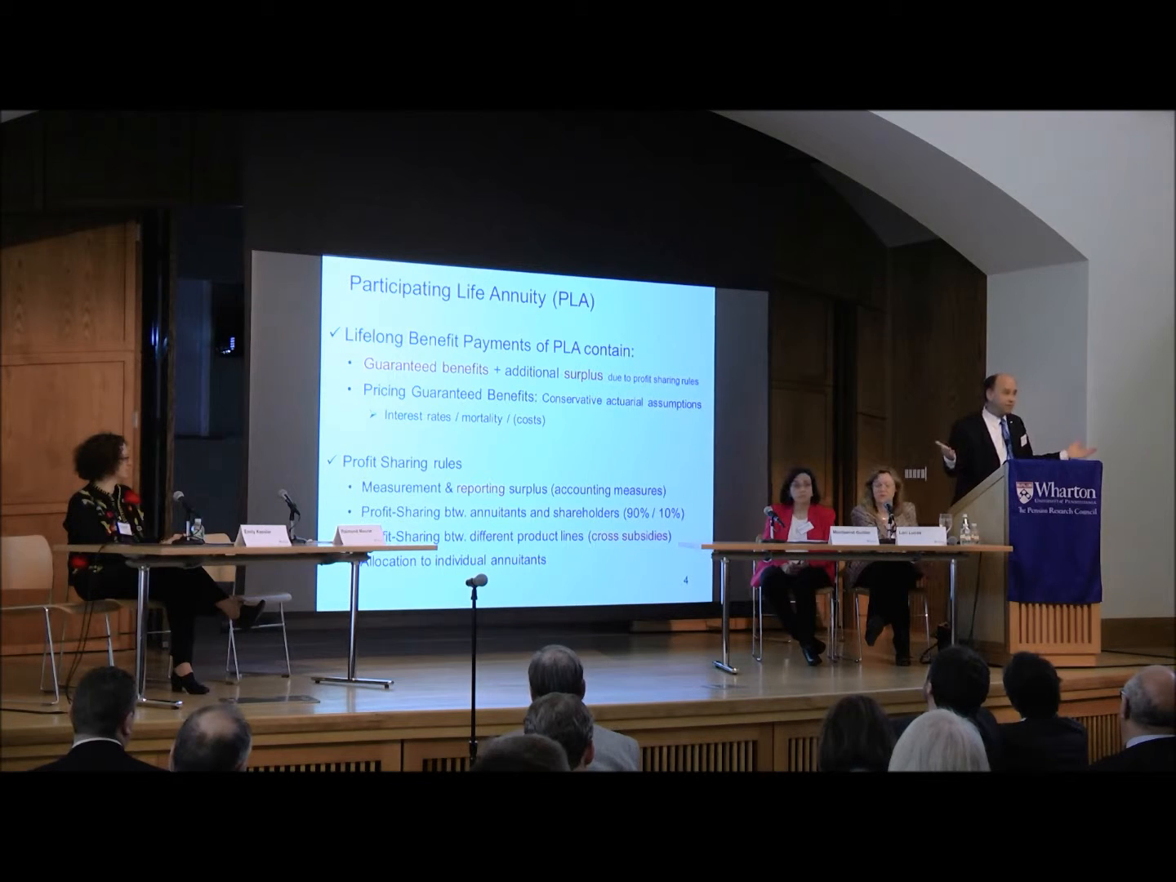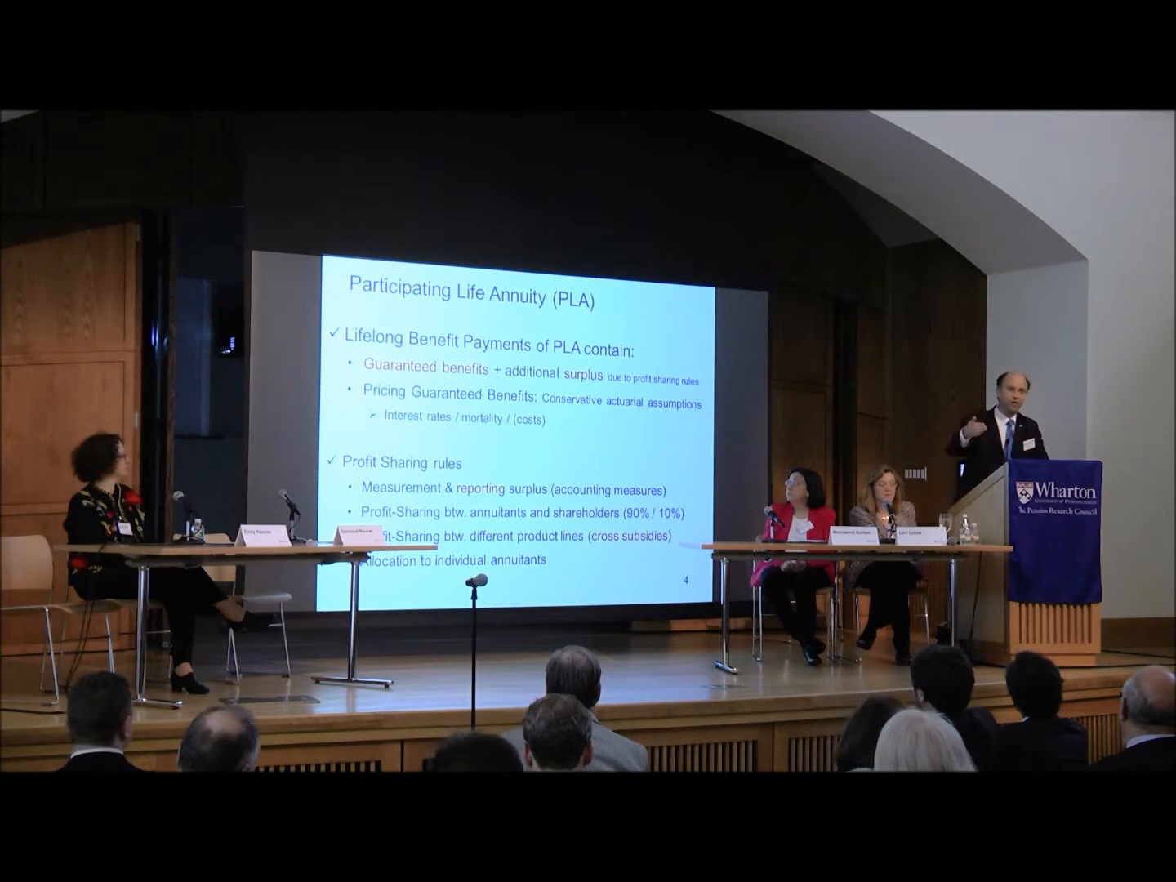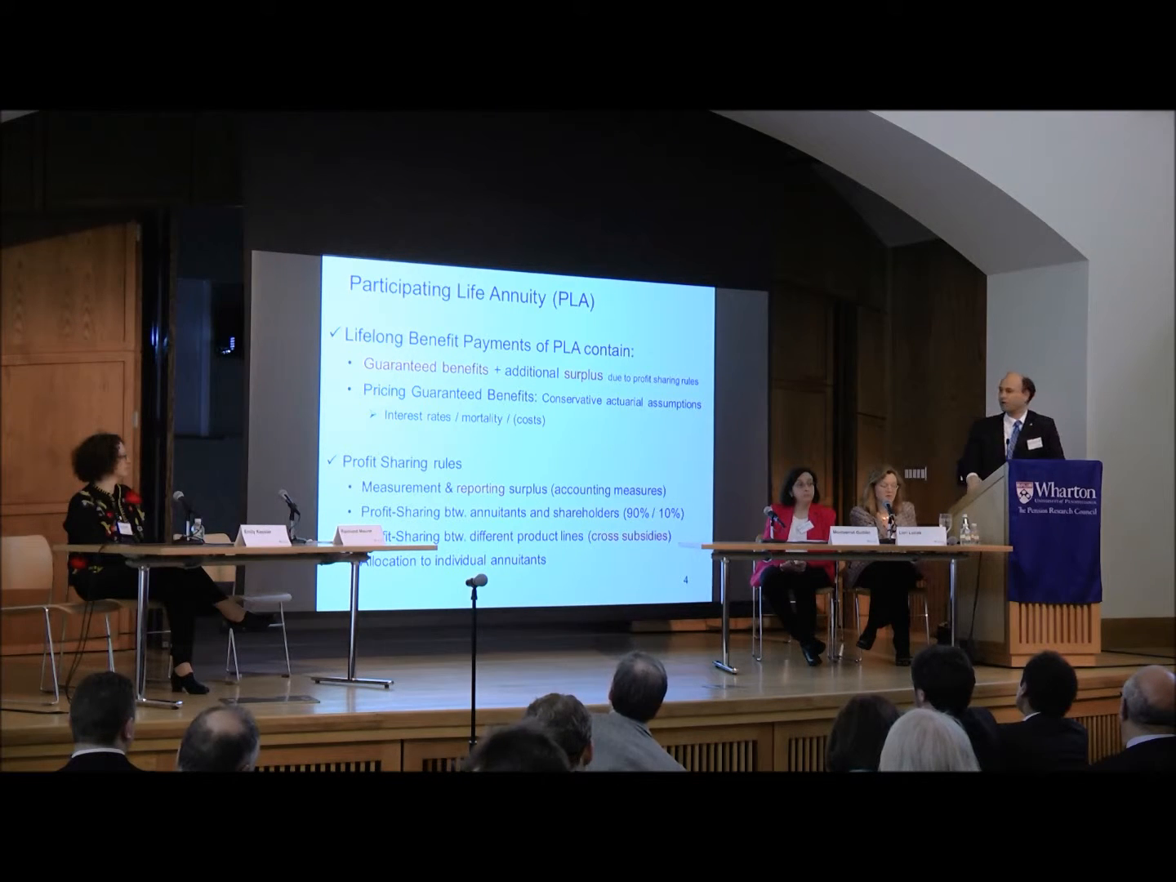Here I assume 90% of the surplus is going to the annuitant, 10% is going to the shareholder. And then you also need, which is also very important, some profit sharing between different product lines. Such an insurance company started to sell products 10 years ago, then you have new products, and there should not be too many cross-subsidies between the different product lines. This also has to be written down.